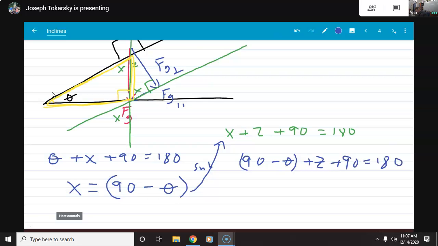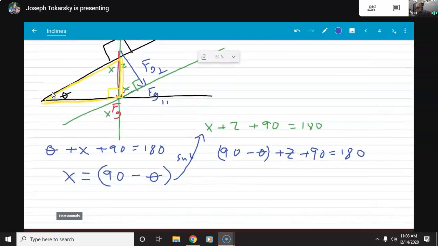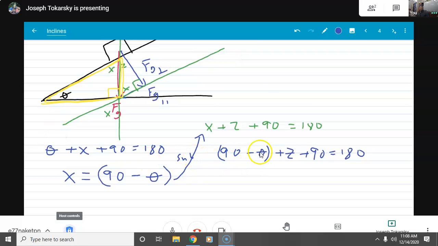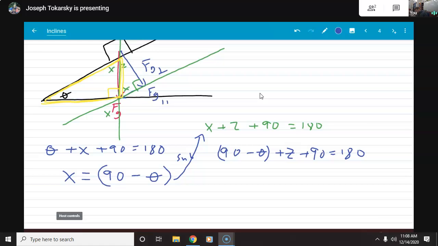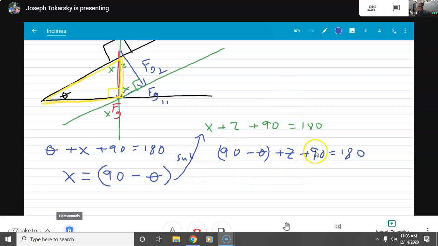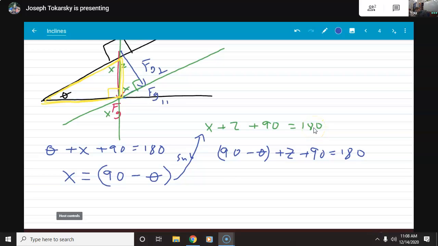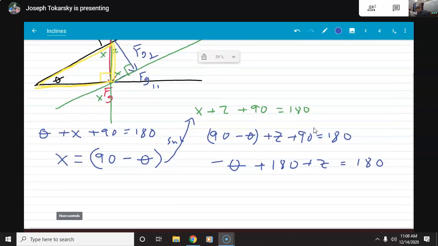plus Z plus 90 equals 180. Now I'm just going to do some reducing. There's no real need for the parentheses anymore since there's nothing in front of them. So if I drop the parentheses, I'll have a 90 plus a 90 here. So I'll get negative theta plus 180 plus Z equals 180. I just combined like terms there.